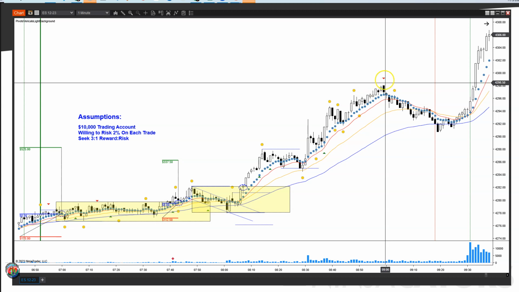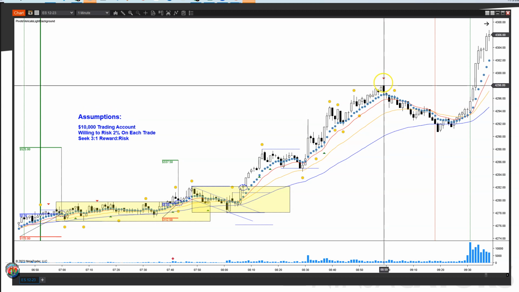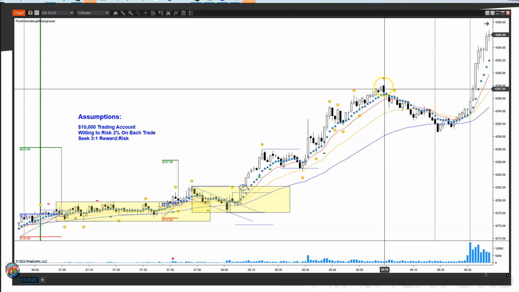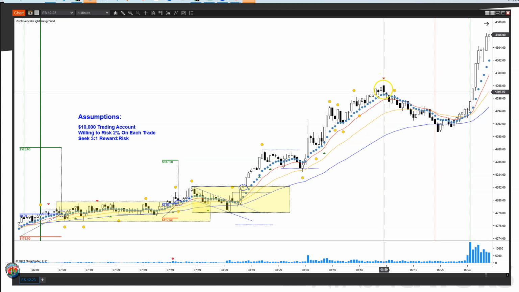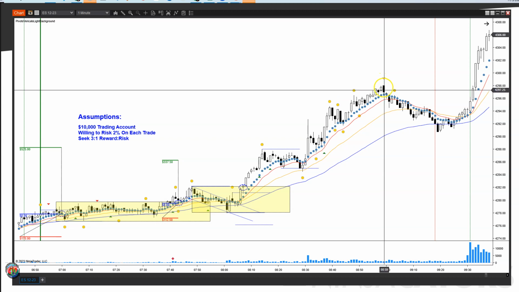So what do we have up here? We have a tweezer top right there. Now remember, you don't execute just on tweezer tops and bottoms, but it's just catching your attention, and that's also an engulfing candle. It's an engulfing tweezer top candle. So there's a lot of messages in that little formation right there.